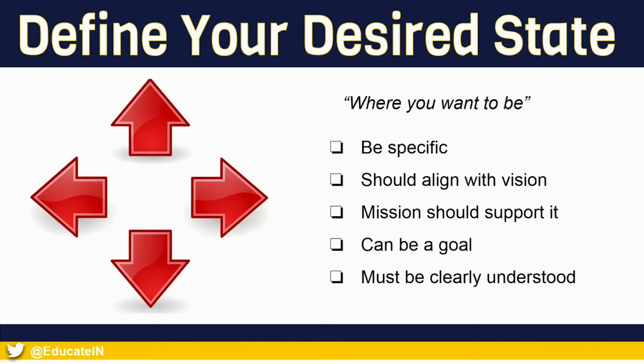Let's talk about some important considerations regarding desired states and current states. The desired state is where we want to be. School leaders have to be very clear and focused on their desired state. It certainly can't look like these arrows. Instead, it has to be specific. It should align with our school's vision and be supported by the mission. It may pertain to current goals, but it must be clearly understood by all.